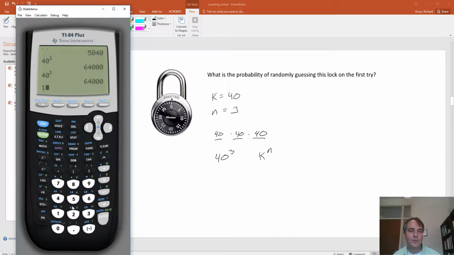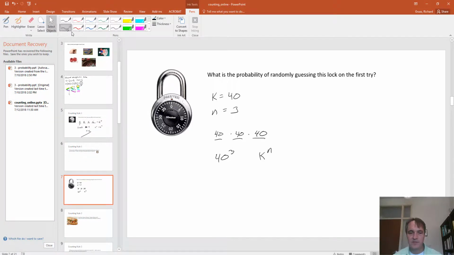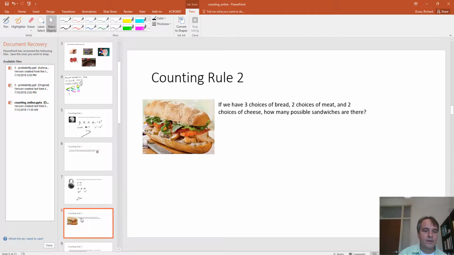Okay, so there's 64,000 different possible combinations, and we just do 1 over that answer to get the probability. Okay, so it's a very small probability that you're going to guess this lock combination on the first try. So it's 1 over 64,000. Okay, so let's go on to counting rule 2 then.